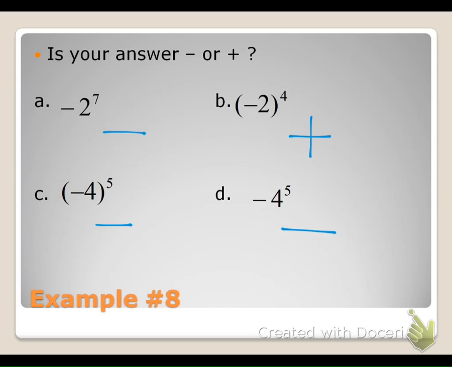You might notice a pattern. If it's in parentheses, if your exponent is an even number, you'll end up with a positive answer. If it's an odd number, you'll end up with a negative answer. If it's out front, it's going to be negative either way. What are your questions on these?